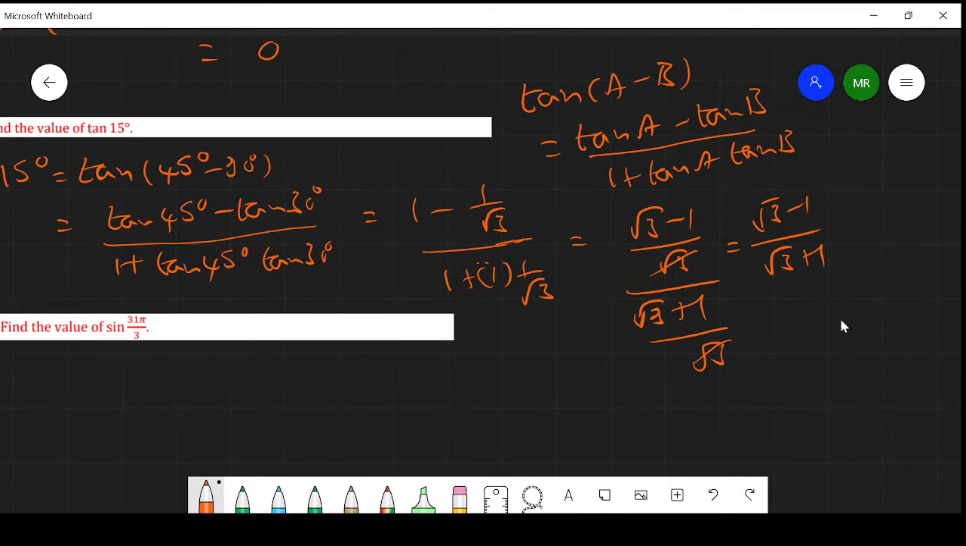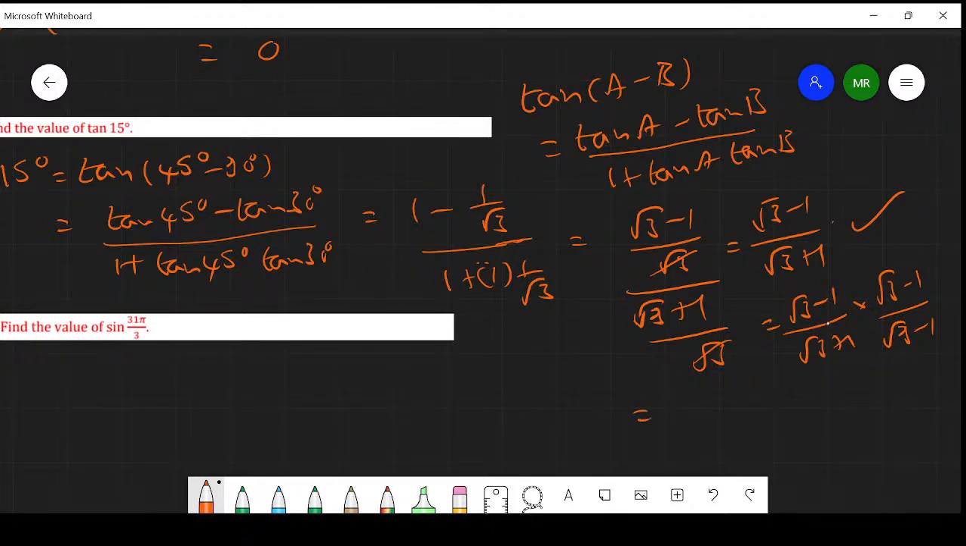So we can stop here. If you want to do rationalization, the rationalizing factor is root 3 minus 1. If we stop here, no issue. You can stop here. If you want to do that rationalization, root 3 minus 1 by root 3 plus 1, you multiply by root 3 minus 1 in numerator and denominator. You simplify this. It comes 2 minus root 3.